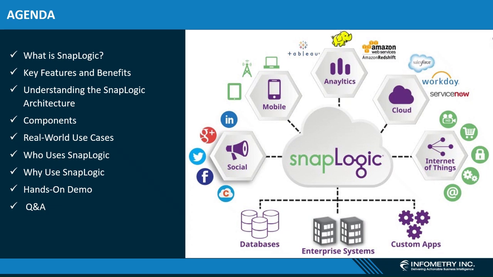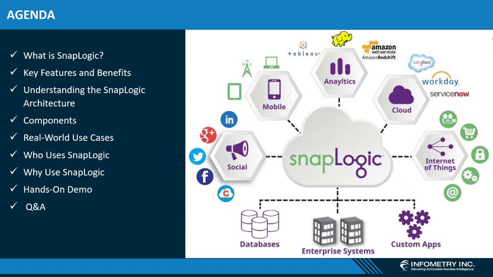Here is today's agenda. First, we will start with understanding what SnapLogic is. This will give you a basic idea of the platform. Next, we will look at the key features and benefits, so you can see why many companies choose SnapLogic for their integration needs. After that, we will walk through the SnapLogic architecture. This will help you understand how the platform is designed and how the components work together. We will then explore the main components of SnapLogic, such as snaps, pipelines, and the designers.